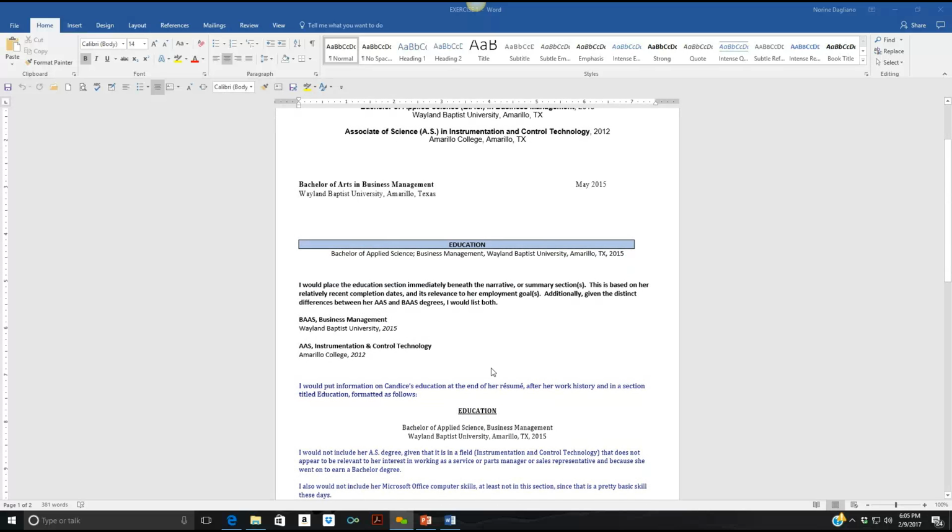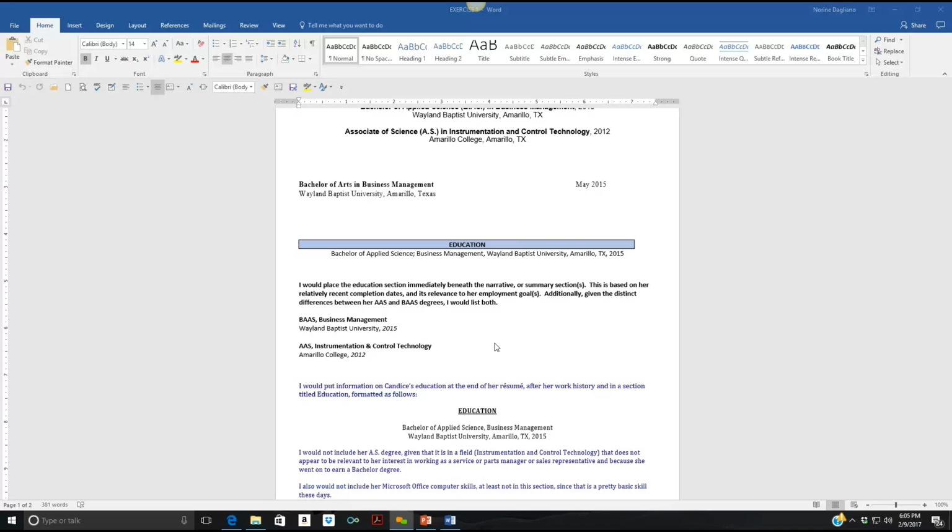So then the next one said, I placed the education section immediately beneath the narrative, the summary section. And this is based on it being a recent date. Additionally, I give distinction between the 2 degrees. So this is just another way of looking at it. And I'm not saying there's a right or a wrong, but I think there is a good case for an argument that her recent bachelor's degree may be a stronger selling point than her work experience.